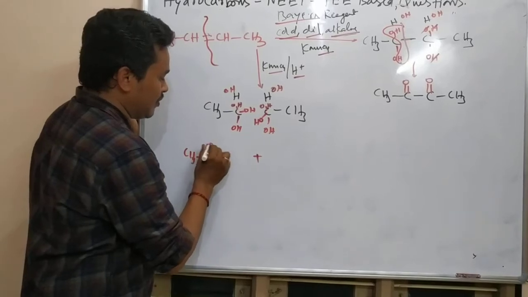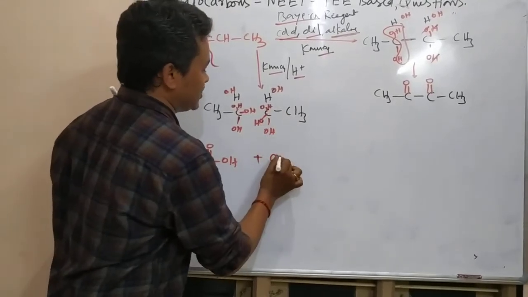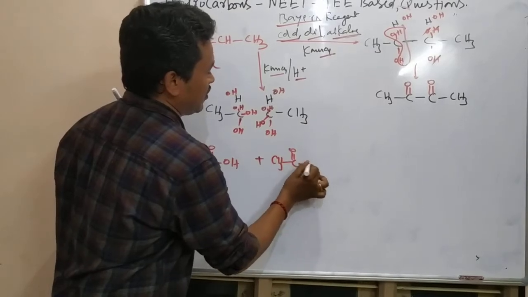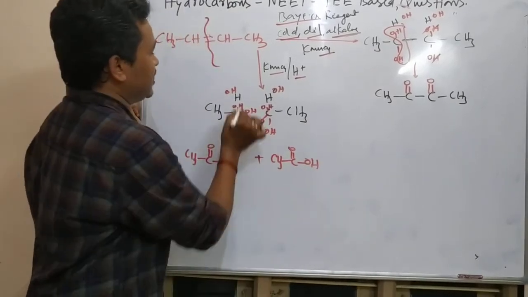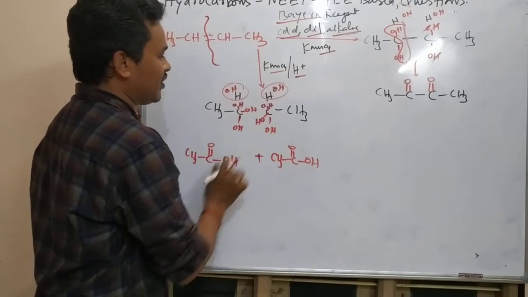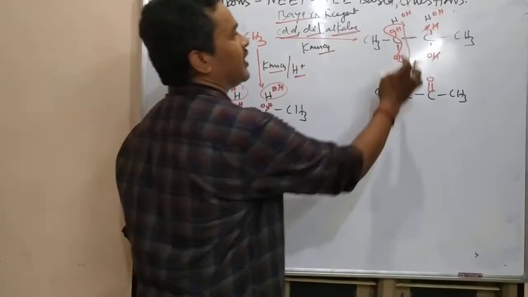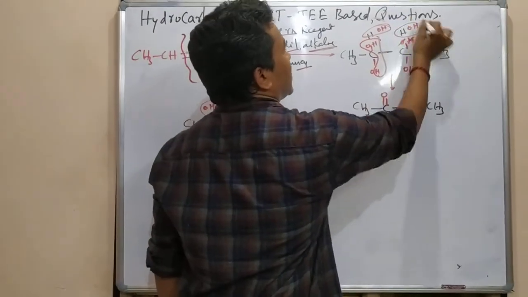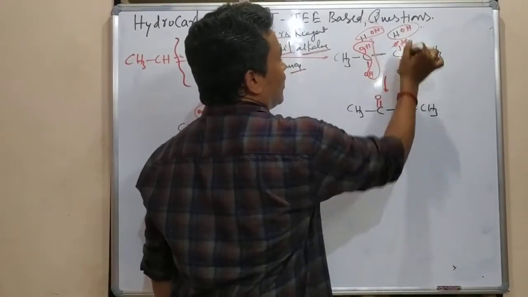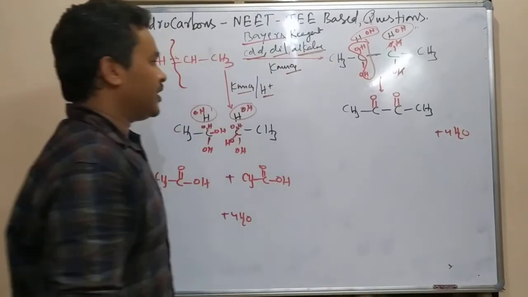So that C double bond O. OH is like OH only. Here what is the same thing? CH3. C double bond O. OH. This is one water molecule, this is one water molecule coming out. Here one water, here one water. Overall, four water molecules are coming. Here also how many? One water molecule, second water molecule, third and fourth. Here also four water molecules are coming.